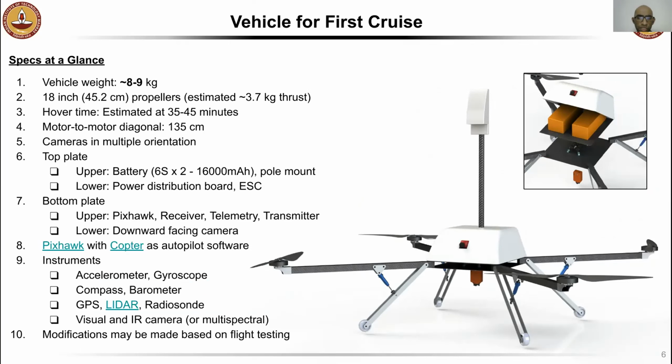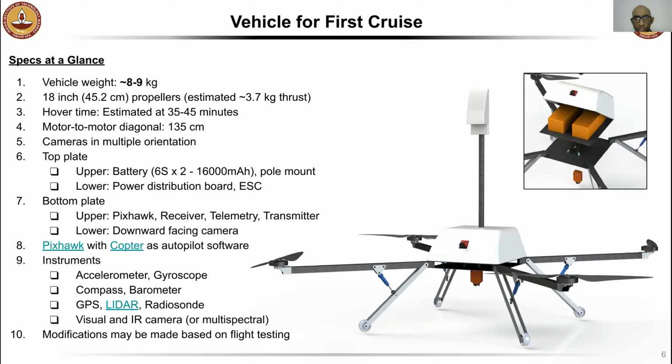I won't go too much into the details of all of this, but the instruments on board are an accelerometer, gyroscope, compass, barometer, GPS, and different types of multispectral camera, visual, IR, etc. Of course, all of these are subject to change, and that is one of the advantages we have: based on flight testing, we decide this works, this doesn't work, and we have the ability to swap.